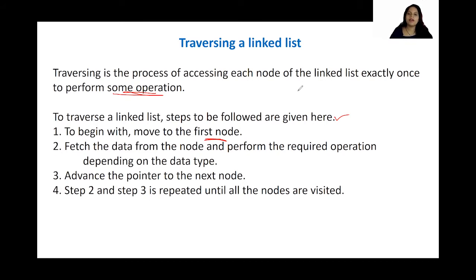Now, if I take an example, if this is my start node, it will have a link to the first node and then to the second node and then to the third node, etc. And we know that in a linked list, the last node will always have a link value which is null, right? So what is it saying? It is saying move to the first node. With the start, we will move to the first node and then fetch the data.